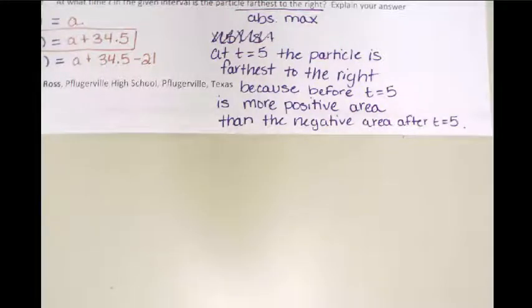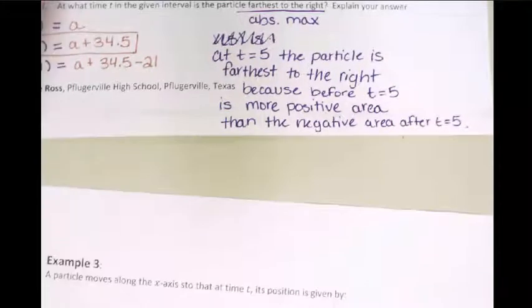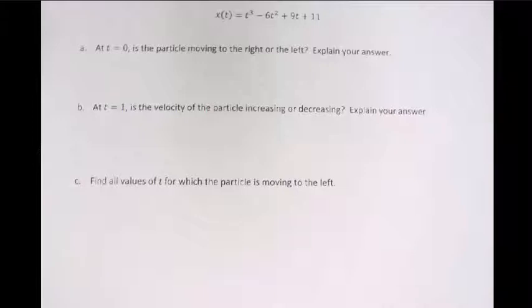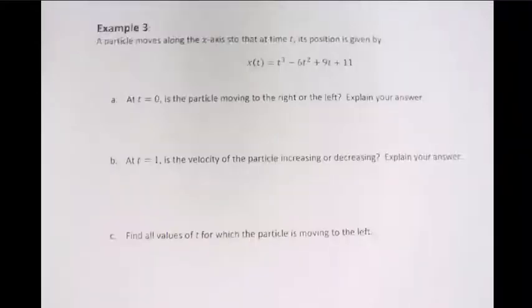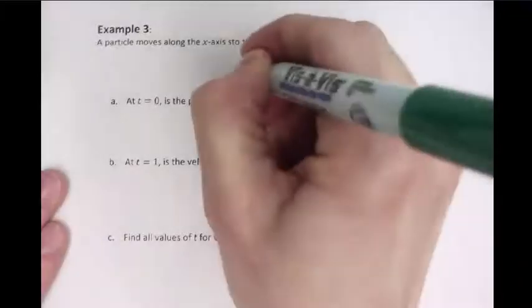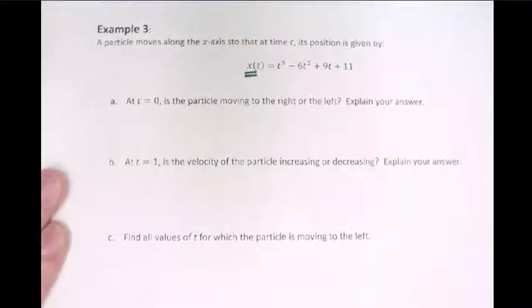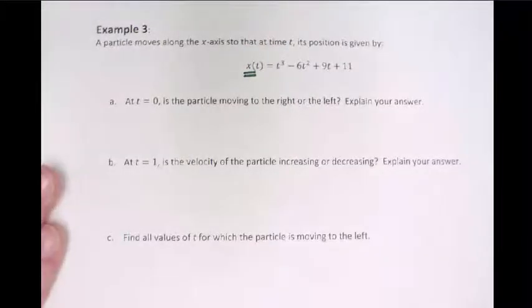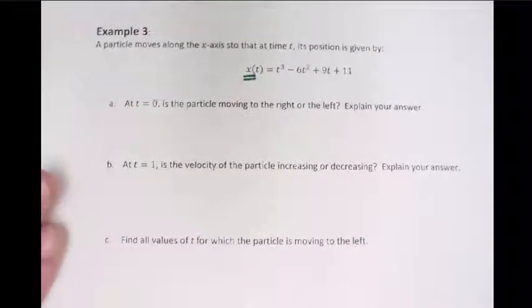And then we'll look at one more example, which is a function. They give us an equation. Okay, so let's look at example 3. A particle moves along the x-axis so that at time t, its position is given by this equation. So we have a position equation. The first thing we want to know is, is it moving to the right or the left? Direction always comes from velocity.